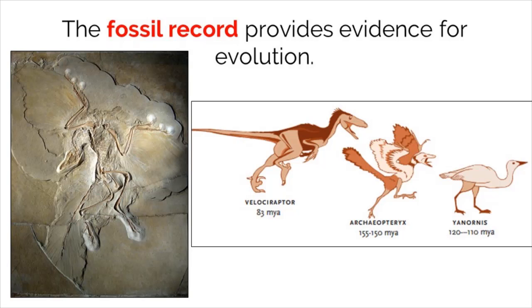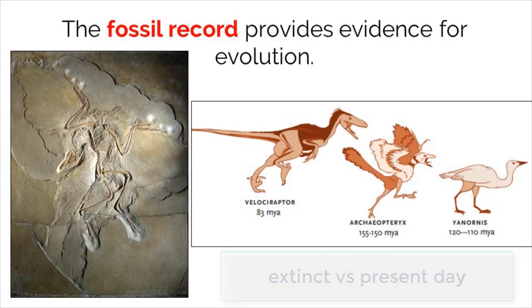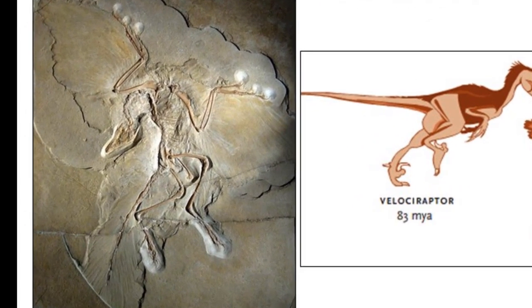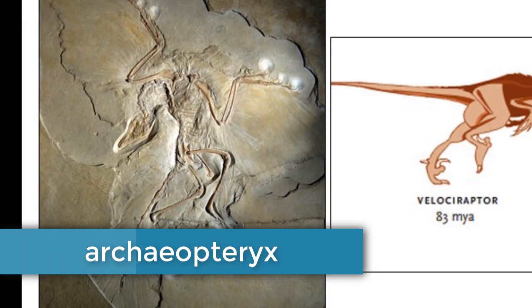While discussing the theory of evolution, or the change in allele frequencies over generational time, we must have evidence to support our claims. The fossil record provides evidence for evolution by examining changes in extinct organisms and comparing them to present-day phenotypes. One very famous and common example of this is the dino bird named Archaeopteryx.